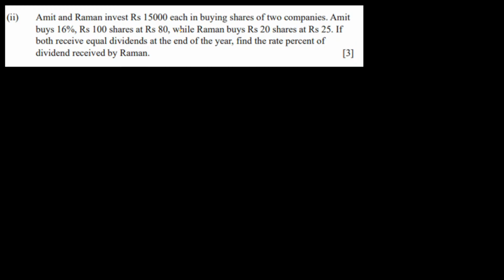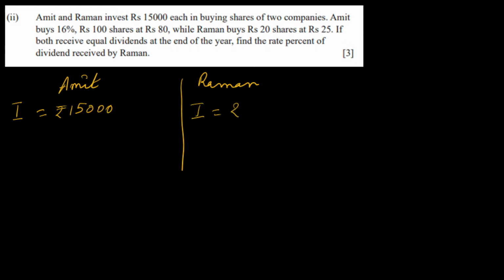Question you can see on my screen. So first of all, you have to see what is given to us and what we have to find. See, Amit and Raman invest rupees 15,000 each in buying shares of two companies. So two persons are there. So how much investment is there? For both we will write, investment is equal to 15,000 for both. The investment is the same, 15,000.